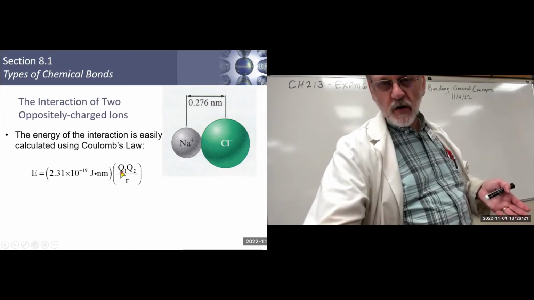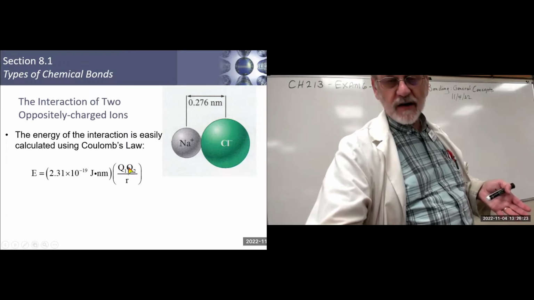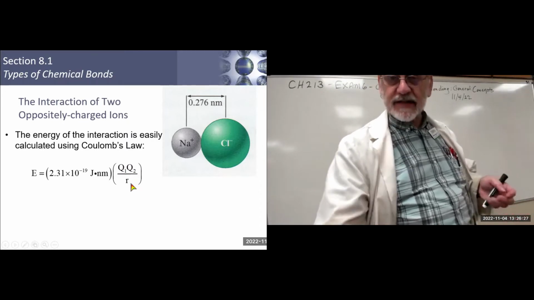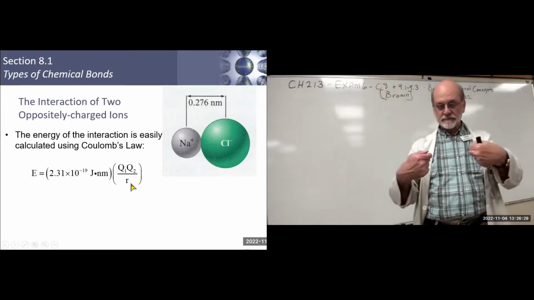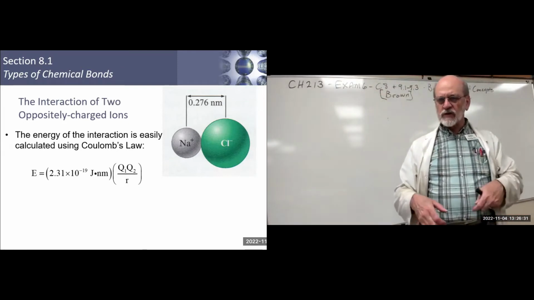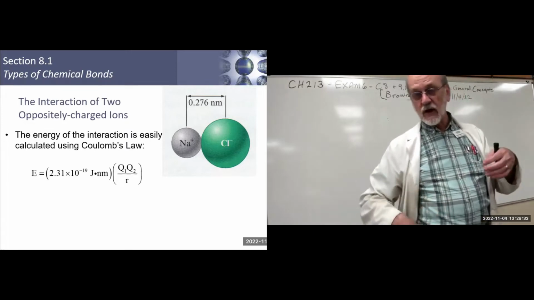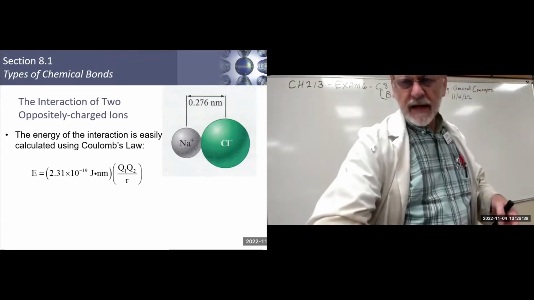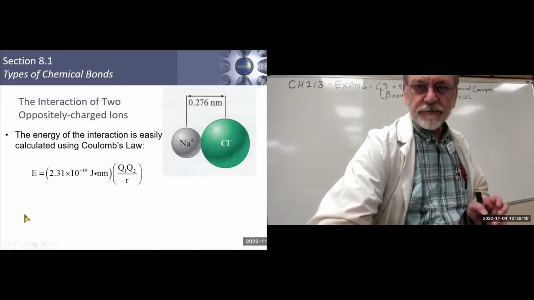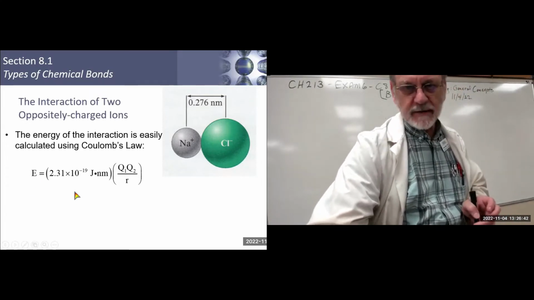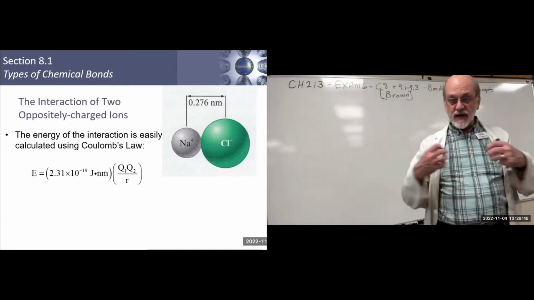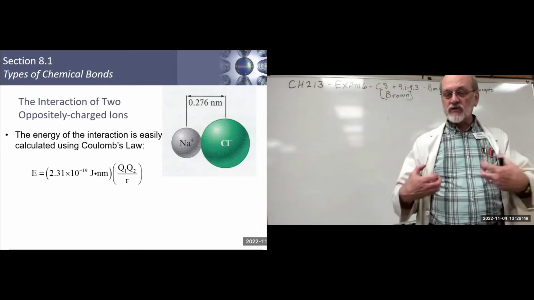And then you need to know the magnitude of the charge of one ion and the magnitude of the charge of the other ion, and divide it by the distance between their centers. Okay, this looks a lot like Newton's law of universal gravitation. Only Newton's law is in terms of force. This is in terms of energy. So the farther apart these ions are, the weaker the attraction.